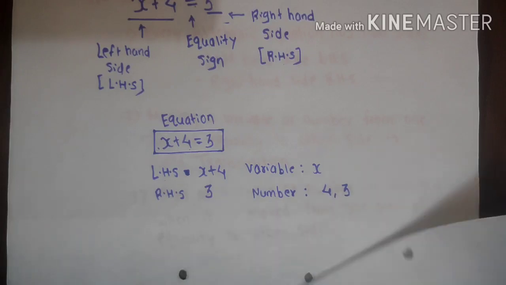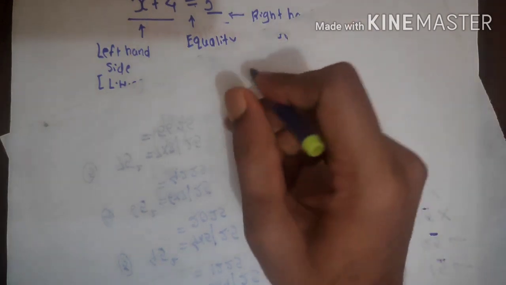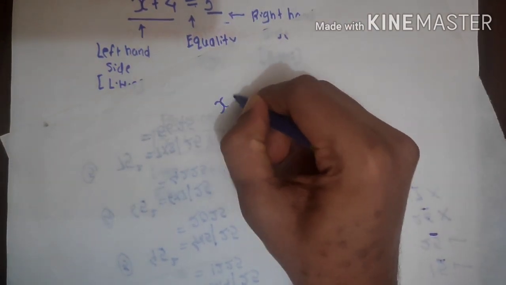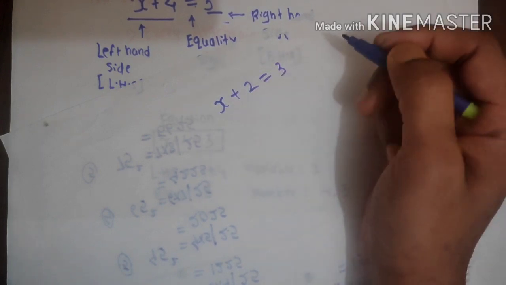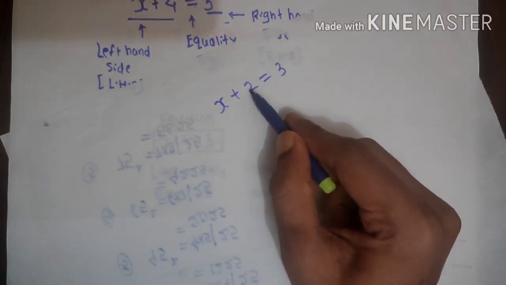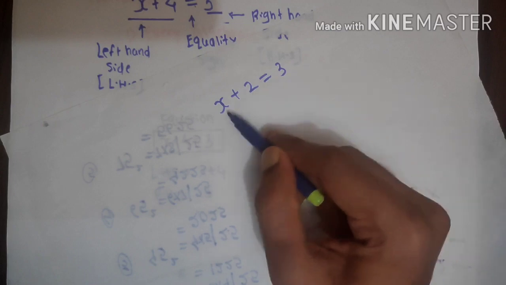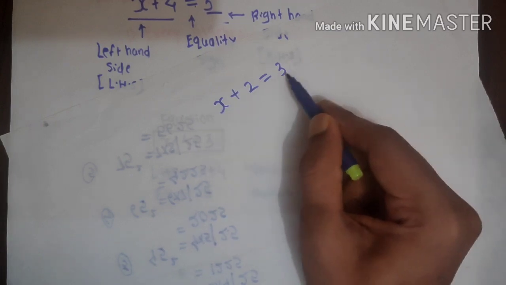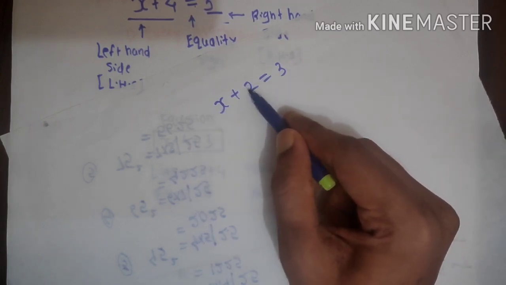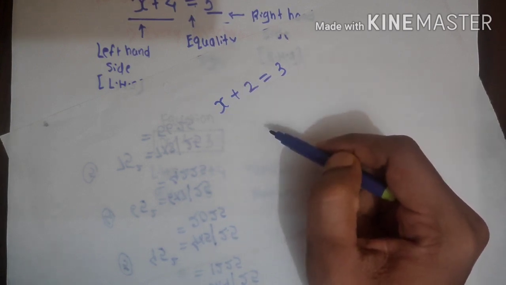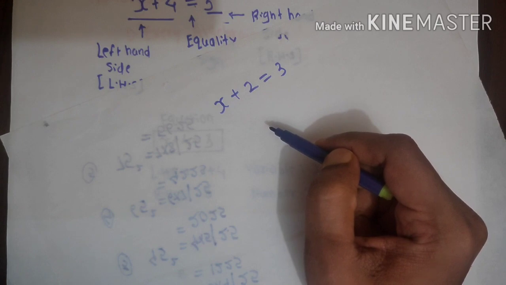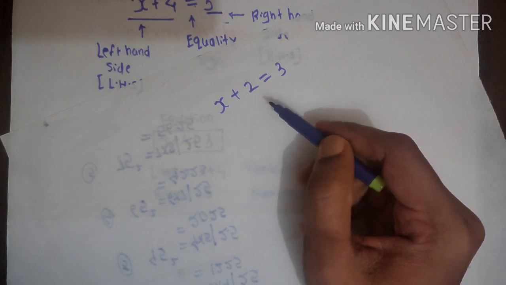Now let's see it with an example. Suppose we have an equation x plus 2 is equal to 3. This is the equal to sign, this is the left side and this is the right side. When we move plus 2 from the left side to the right side, it is called transposition. And when we do transposition, the sign of a number or variable will get changed.